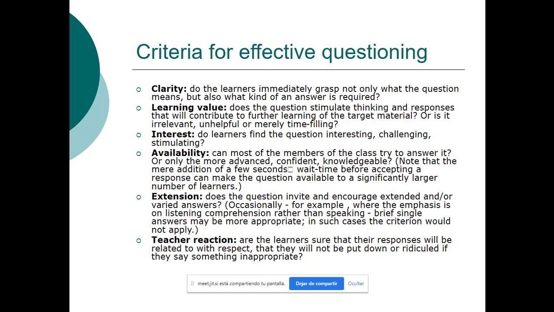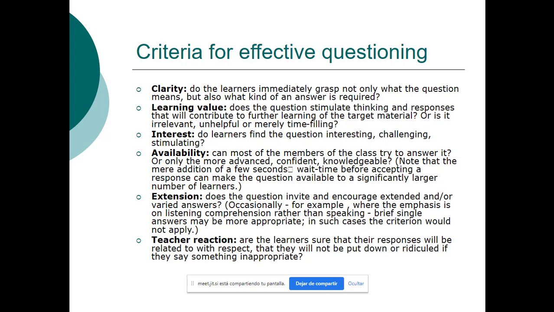Okay, the availability. So, what is this? It's going to be just focused on how available the information is going to be found for them to interact with the teacher or with the other students, right? Extension. Who is going to answer the question? How many questions are going to be asked, and how many students are going to answer the questions, right?